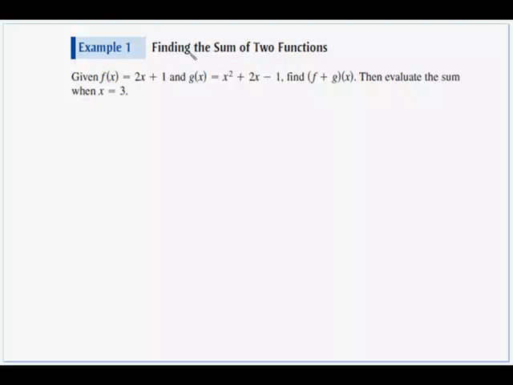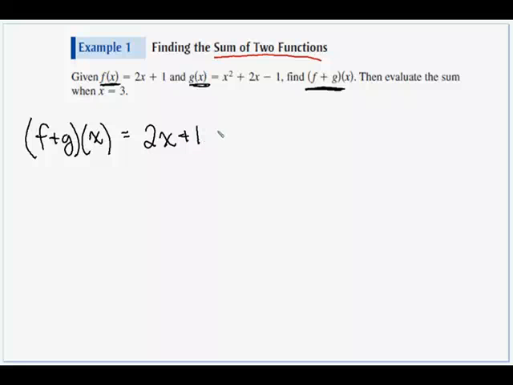So here in example 1, we're going to do the sum of two functions. Just going to add them together. Given f of x is equal to 2x plus 1 and g of x is x squared plus 2x minus 1, find the sum. And after we find the sum, we're going to evaluate it at an x value of 3. So f plus g of x is, we just add them. f of x goes first, 2x plus 1. And then we add to that g of x, x squared plus 2x minus 1.